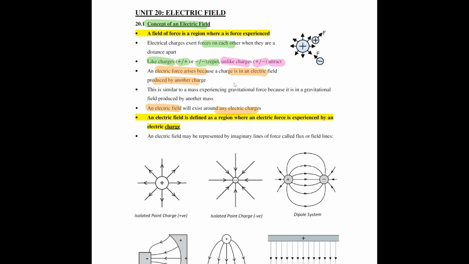Okay, so when you're talking about electric field or gravitational field, for example, those are what we call fields of force. A field of force is simply a region where a force is experienced. So in your exam, when we define what an electric field is, it is simply a region where an electric force is experienced by an electrical charge. And an electric field may be represented by imaginary lines of force. It can be represented visually by lines called flux or field lines.